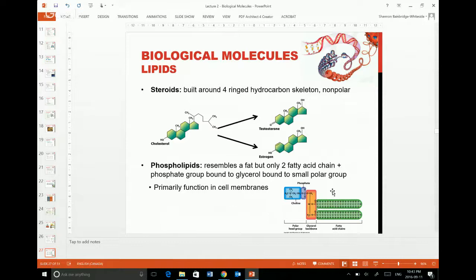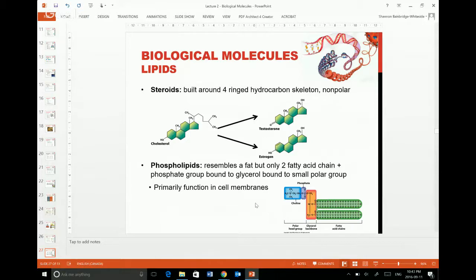Another form of lipids are steroids, so these are hormones that we're making. And so cholesterol, which can then be further developed into testosterone or estrogen. These lipids are really interesting. These lipids are 4-ring hydrocarbon skeletons, and again, these are non-polar.